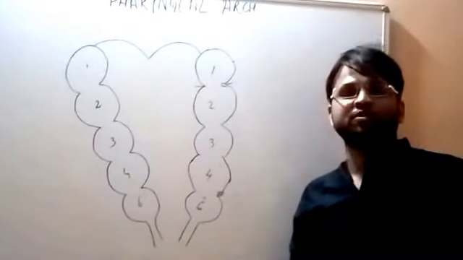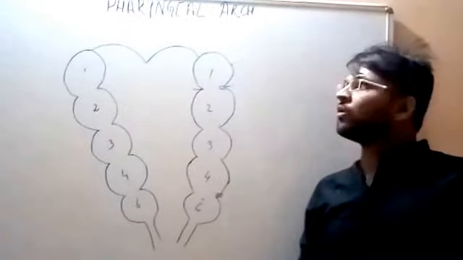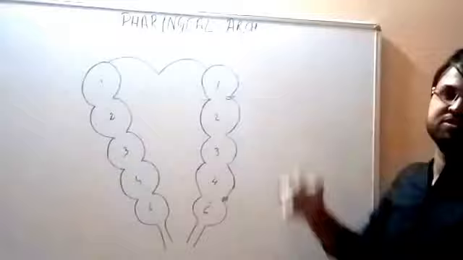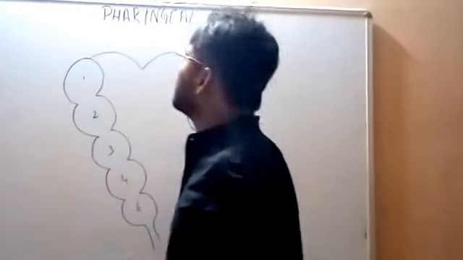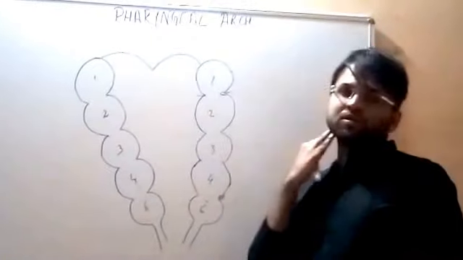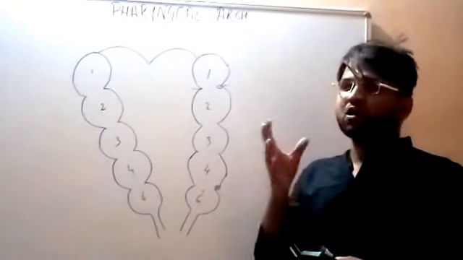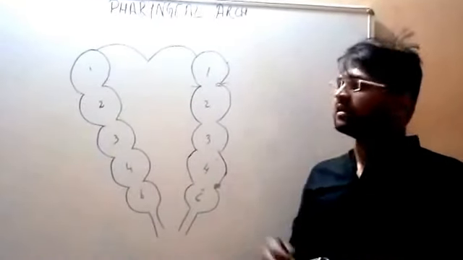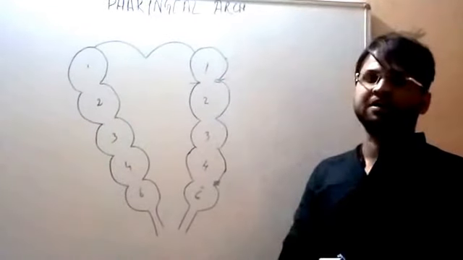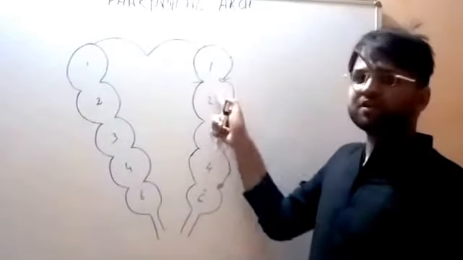Friends, myself Dr. Singh, and today's topic is pharyngeal arches. See, in the neck mesenchyme, the mesodermal structures are not in a continuous manner. Rather than being continuous, they are in the form of a ring.